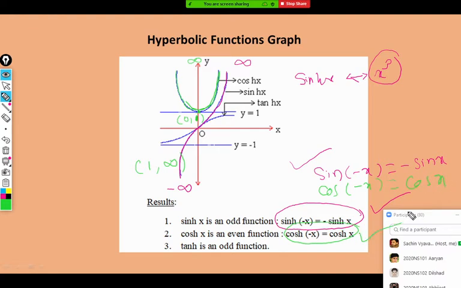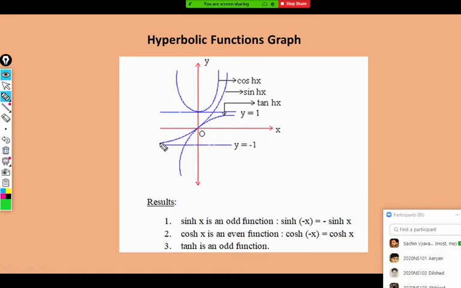And lastly, we have the graph for tan hyperbolic. So this is the graph of tan hyperbolic x. Minimum value of tan hyperbolic is -1, maximum is 1. So tan hyperbolic lies between -1 and 1, and it is an odd function. Odd function means tan hyperbolic of minus x is minus tan hyperbolic x.